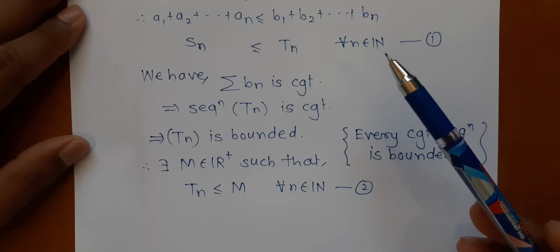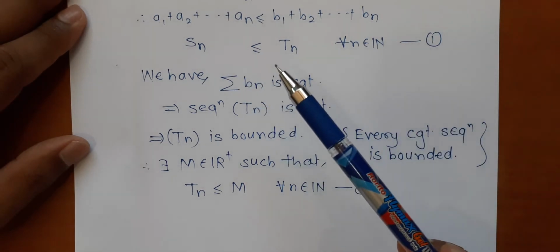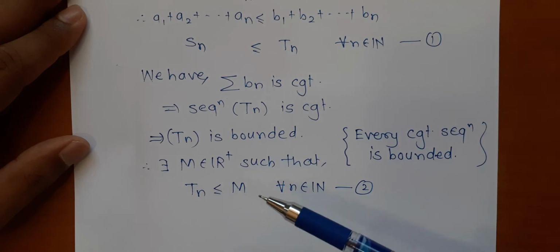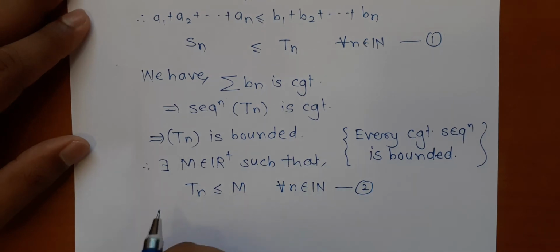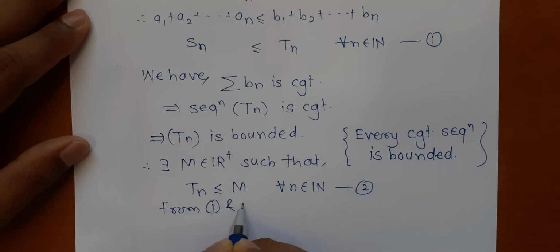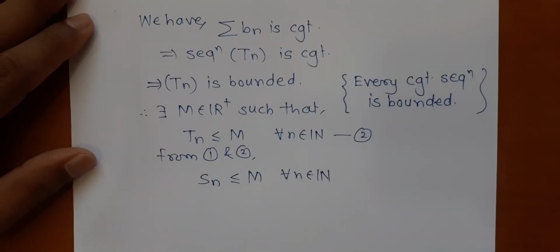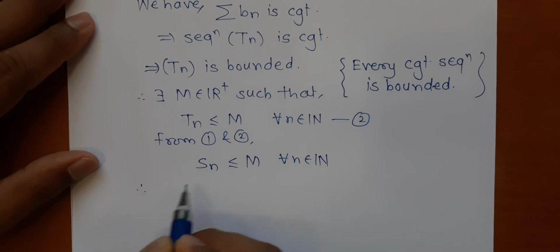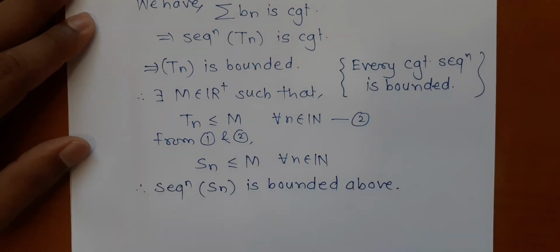Shall we combine equation 1 and 2? In equation 1 we are saying Sn is less than or equal to Tn. In 2 we are saying Tn is less than or equal to m. So from 1 and 2, Sn is less than or equal to m for all n belonging to the set of natural numbers. Therefore Sn is bounded above. I will call it equation double star.